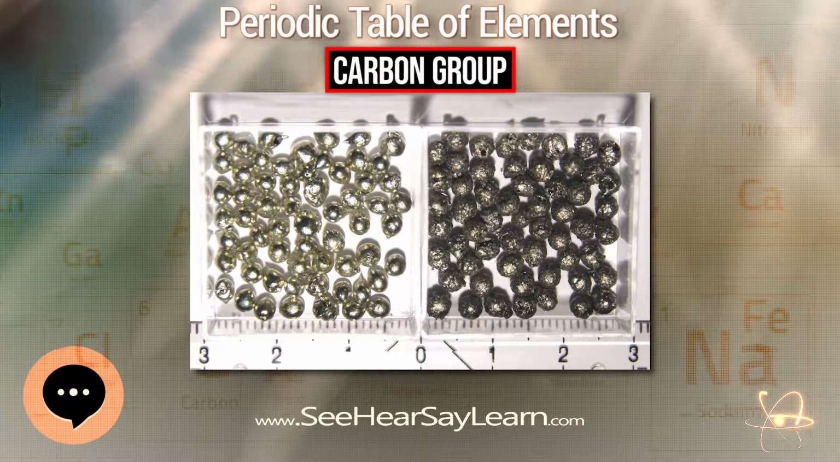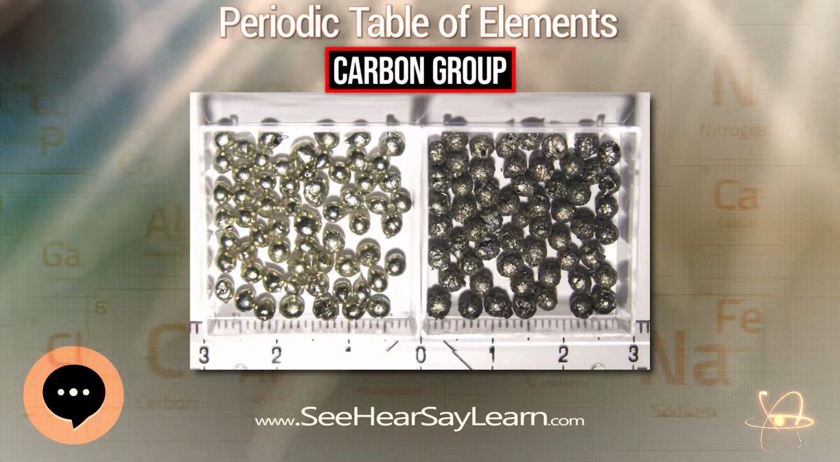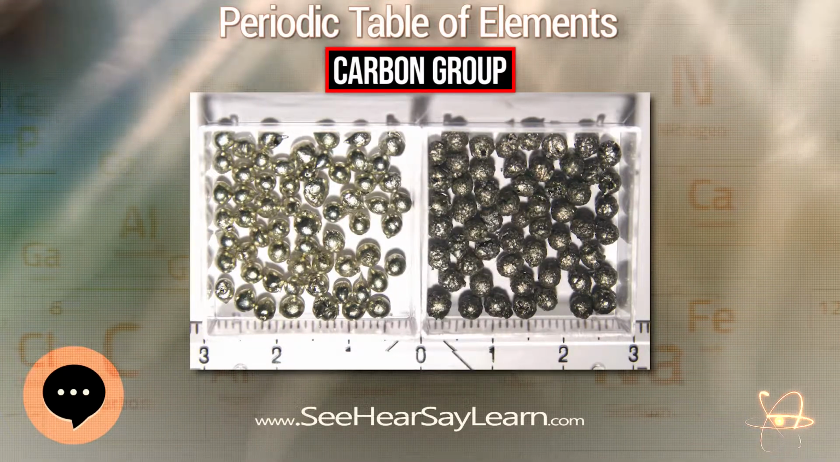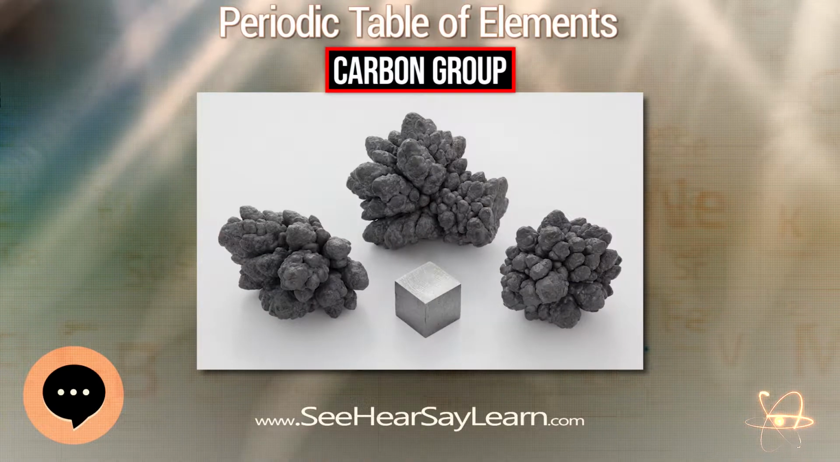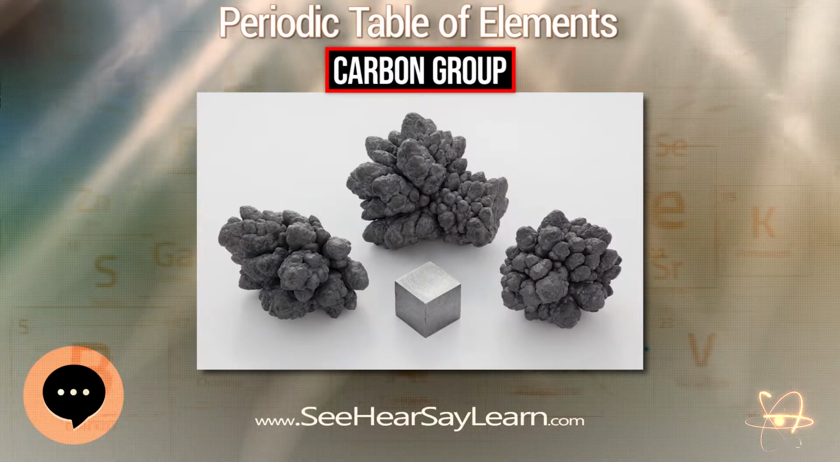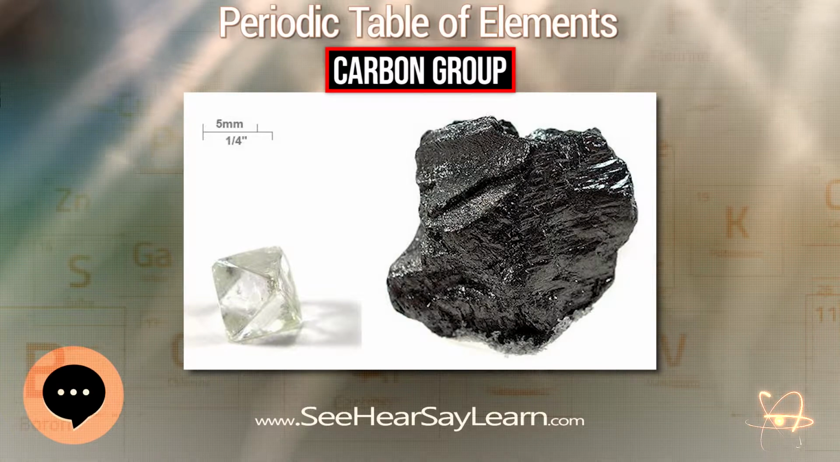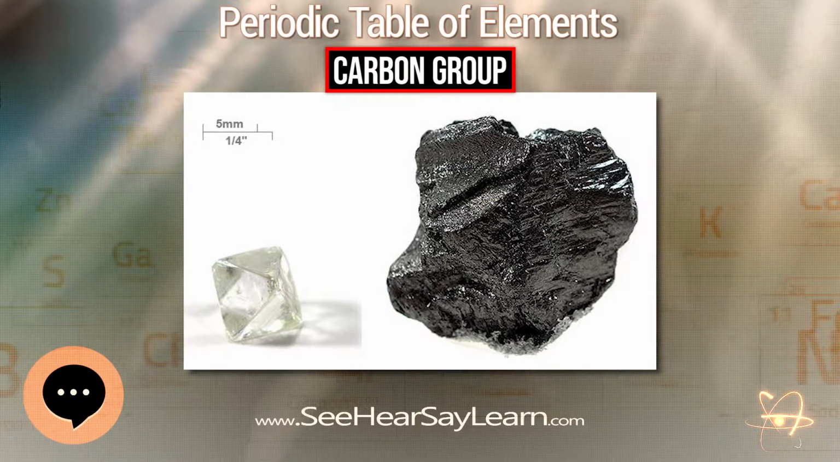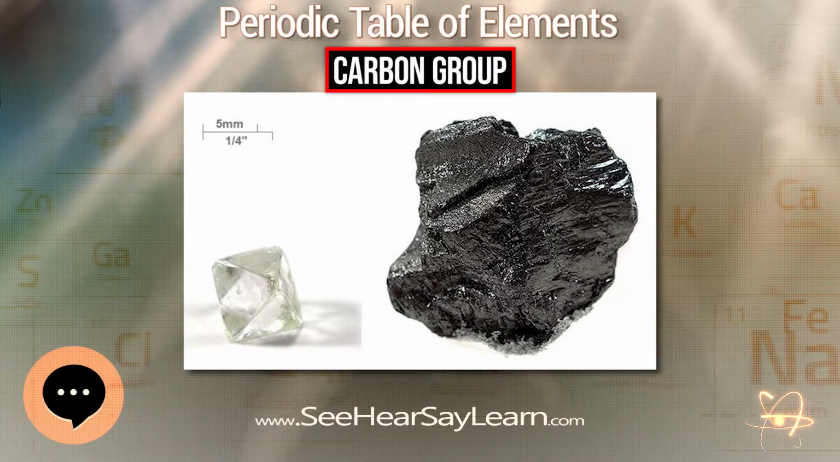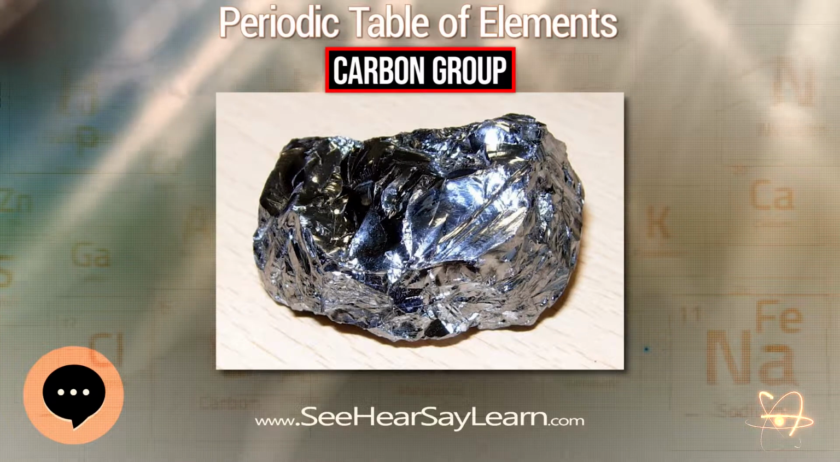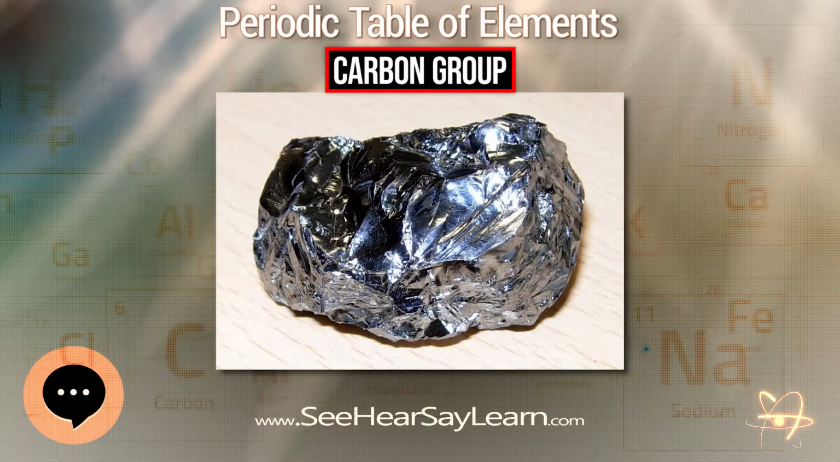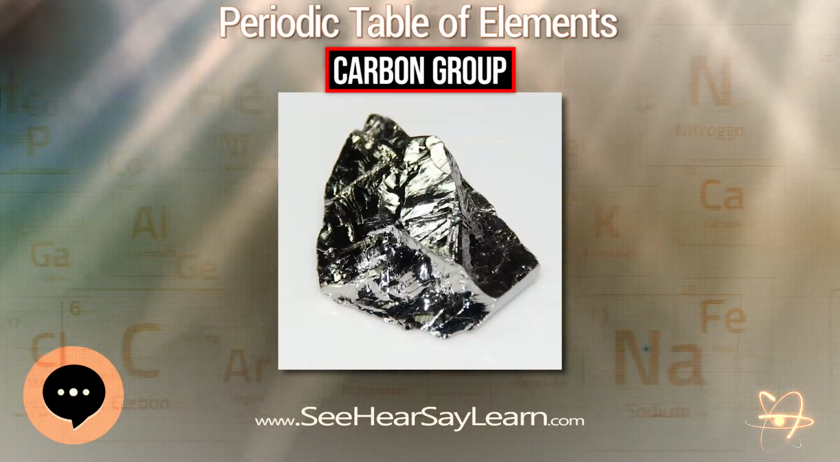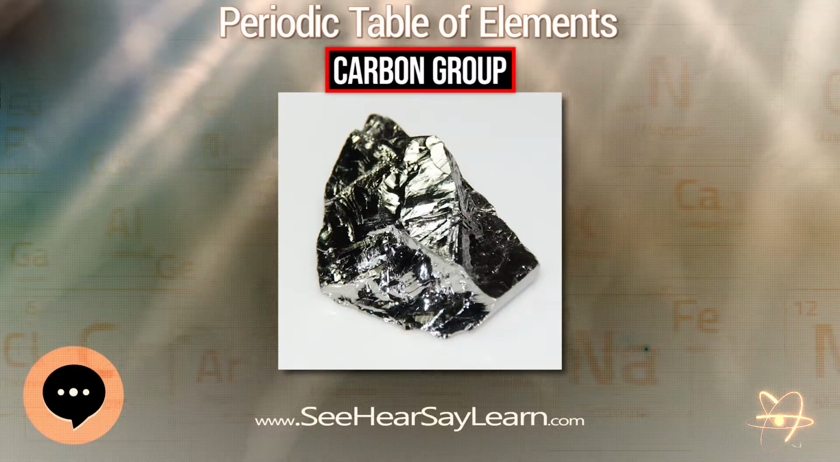The word carbon comes from the Latin word carbo, meaning charcoal. The word silicon comes from the Latin word silex or silicis, which means flint. The word germanium comes from the word Germania, which is Latin for Germany, the country where germanium was discovered. The word tin derives from the Old English word tin. The word lead comes from the Old English word lead.